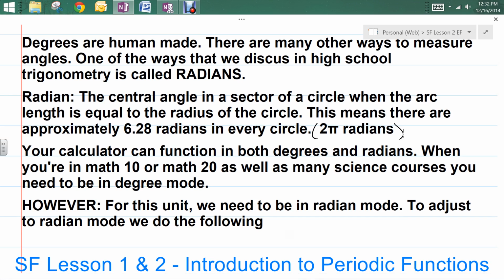Now, your calculator can function in both degrees and radians. It hasn't mattered for the rest of this course up until now, because the only time degrees and radians ever matter is when you're using sine, cos, and tan, the sin, cos, and tan buttons.